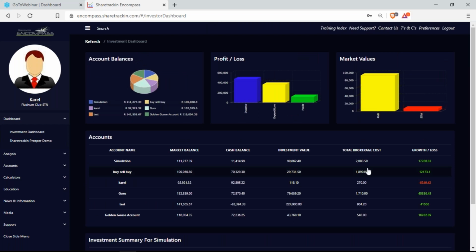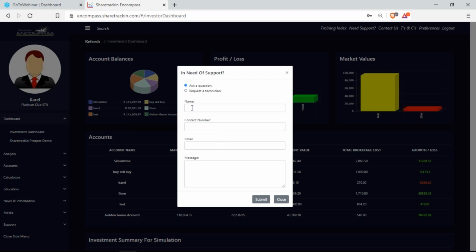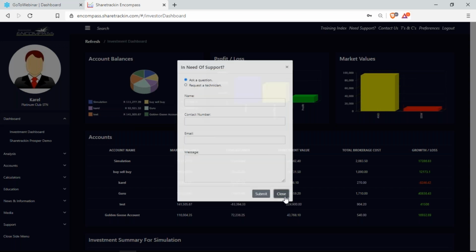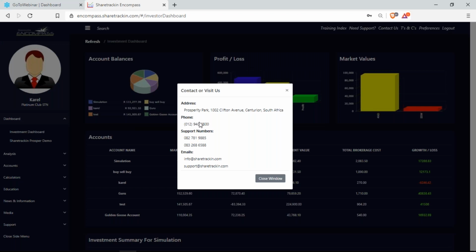And just note that we do have a need support and a contact us button on top here. Need support is a question that you send in. You type in the name, the contact number, your email address, and what you are struggling with. And you say submit, and it sends it through to us. Alternatively, you can click on contact us. Here is our landline number and also 2 support numbers. And there's our email addresses.